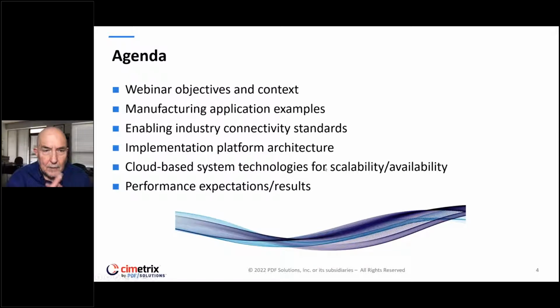There's our obligatory legal slide. All right, today we'll go a little bit into context to make sure you have a place to anchor the thoughts on streaming data. I'll give 5 examples of applications that can well leverage this kind of data, and then talk about the industry connectivity standards for equipment that enable this technology to work well. Mike is then going to cover implementation platform architectures and the cloud-based technologies on which they're based, and then close with a discussion of the expectations that the leading factories have for these systems and the results that we've been able to achieve. And then we'll have a Q&A session.